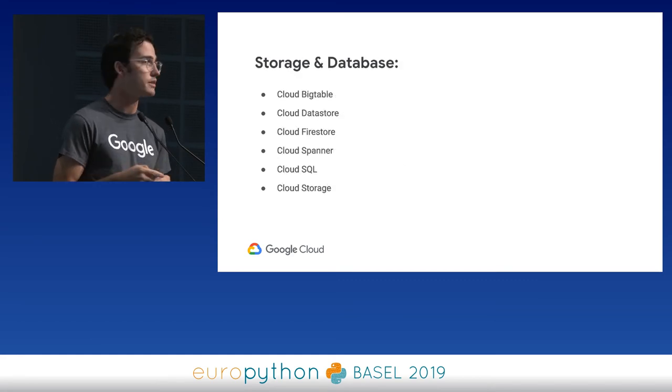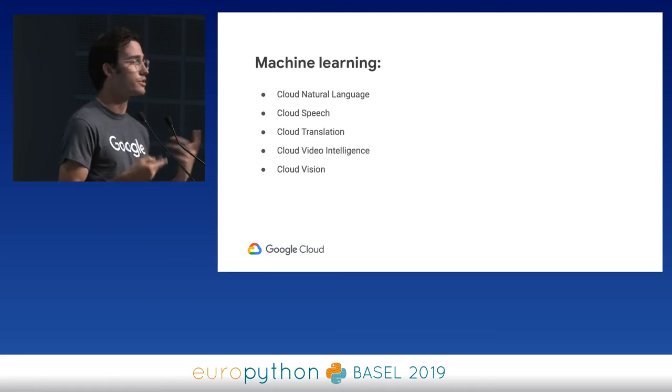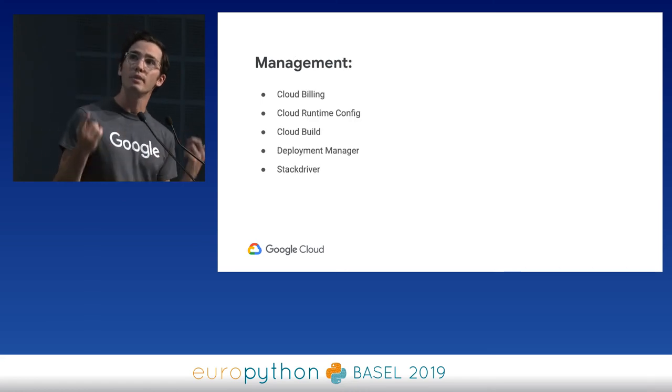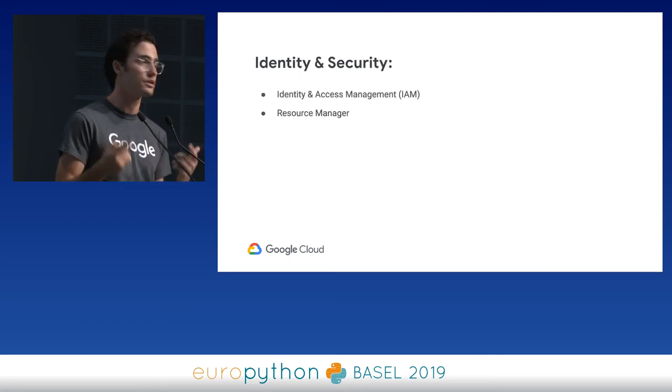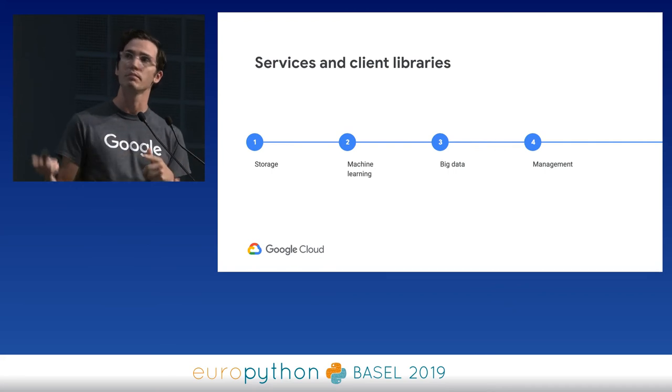Storage and databases, these are some of the products that fall under that category. Big data is like BigQuery. Machine learning, this is all of our translation, text-to-speech, speech-to-text, et cetera. Management is kind of boring: billing and Deployment Manager and stuff like that. Identity and security. I'll talk about storage, machine learning, big data, and management.